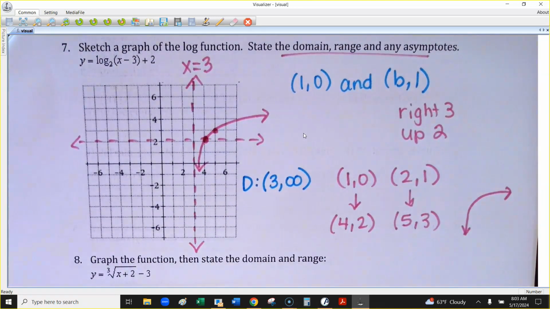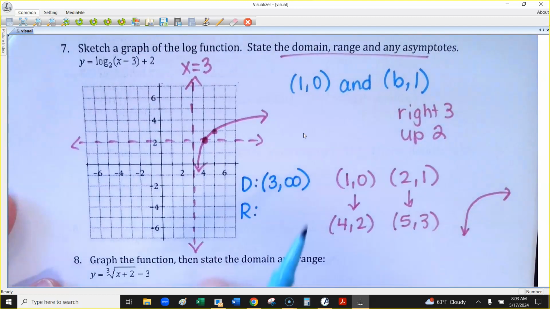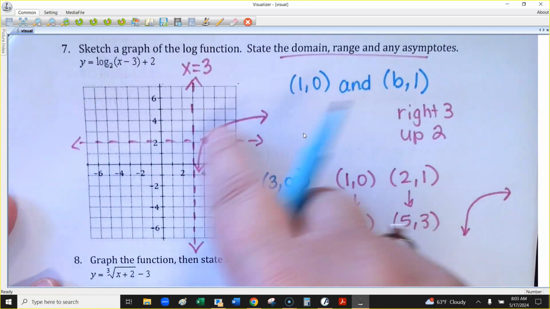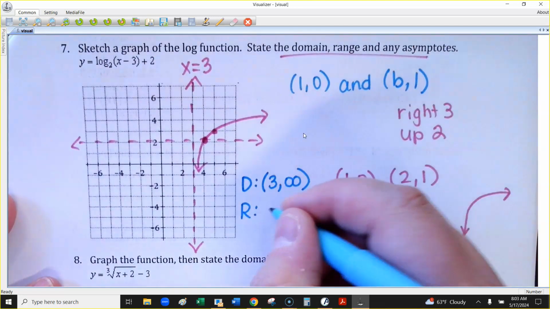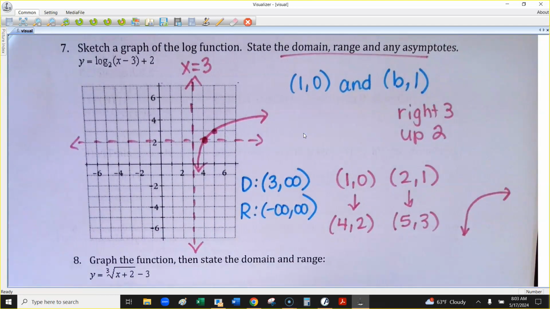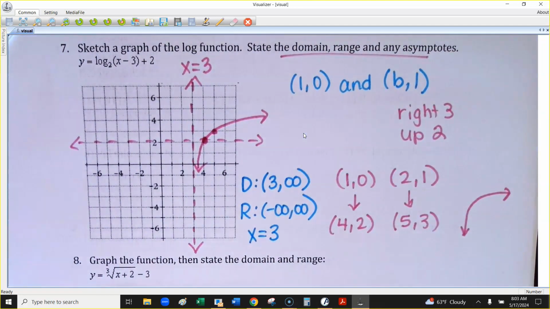And then your range for any log function, this is going down forever. It's just not going to go over this asymptote. It does not level out. It's gradually going to the right and up forever. So it should just be negative infinity to infinity for your range. And the asymptote is x equals 3. Anytime you have a log function, it has a vertical asymptote. So vertical, if you want to remember that.